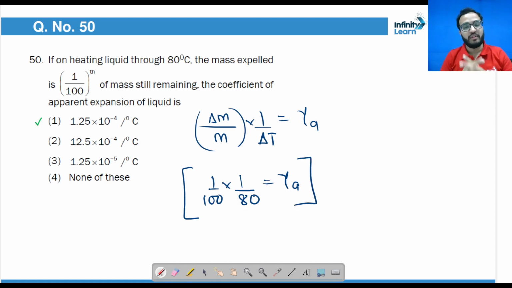Clear everyone? So this is all about the solutions of all the 50 questions of this paper. I hope these solutions and explanations have helped you in revising these concepts and chapters. Thank you so much and all the best for your next examination.